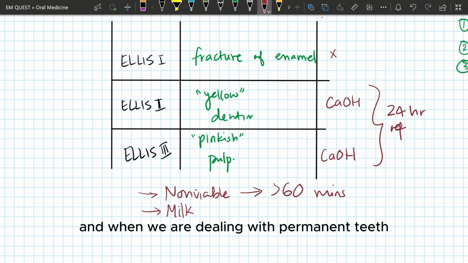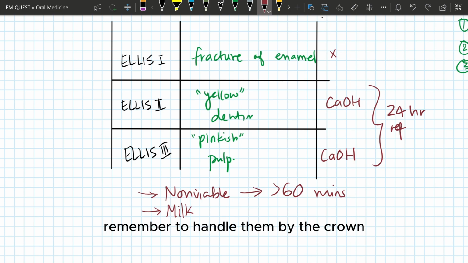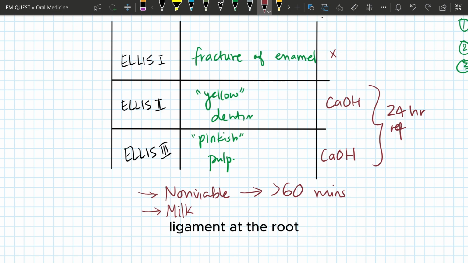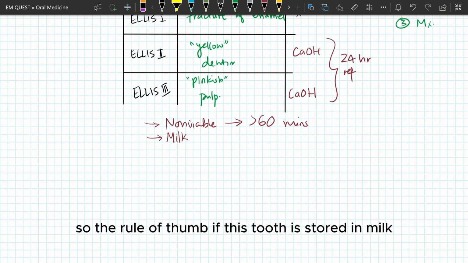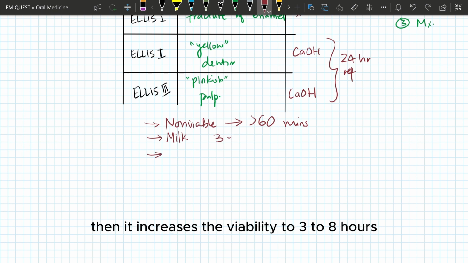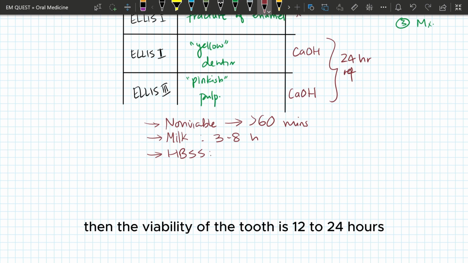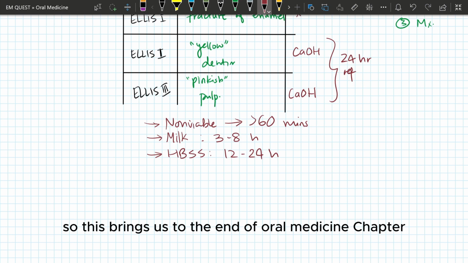And when we are dealing with permanent teeth, remember to handle them by the crown, because we don't want any injury to the periodontal ligament at the root. So as a rule of thumb, if the tooth is stored in milk, then it increases the viability to 3 to 8 hours. And if it is in Hank's solution, then the viability of the tooth is 12 to 24 hours. This brings us to the end of the oral medicine chapter.